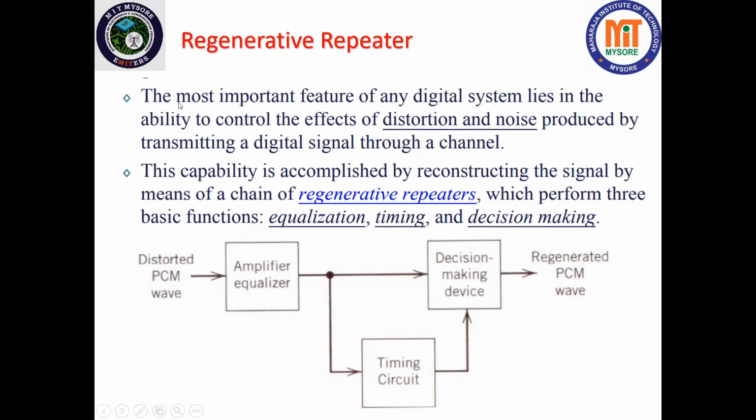What we know is the most important feature of any digital system lies in the ability to control the effects of distortion and noise produced by transmitting a digital signal through a channel. This capability is accomplished by reconstructing the signal by means of a chain of regenerative repeaters, as we already discussed, which performs three basic functions. One is equalization and amplification, then timing, then decision making. So what are these blocks and how are they going to regenerate the signal, we'll understand now.